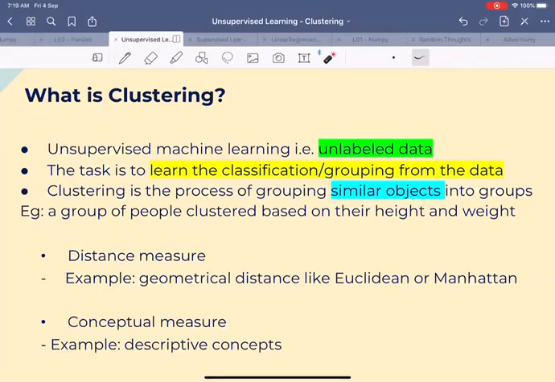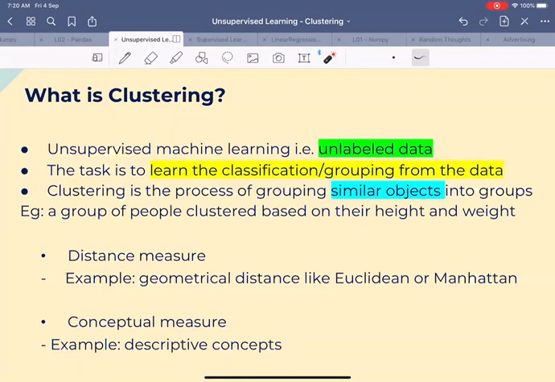Now, clustering basically is the process of grouping similar objects together. When we say similar objects, what comes to mind? We are basically talking about some features that are very close to each other. For example, a group of people clustered based on height and weight. Similar objects means I'm trying to compare the objects via the proxy of the features that they have. For our iris dataset, features like sepal width, sepal length, petal width, and petal length are proxies which can be used to represent similar kinds of flower species or flower categories.